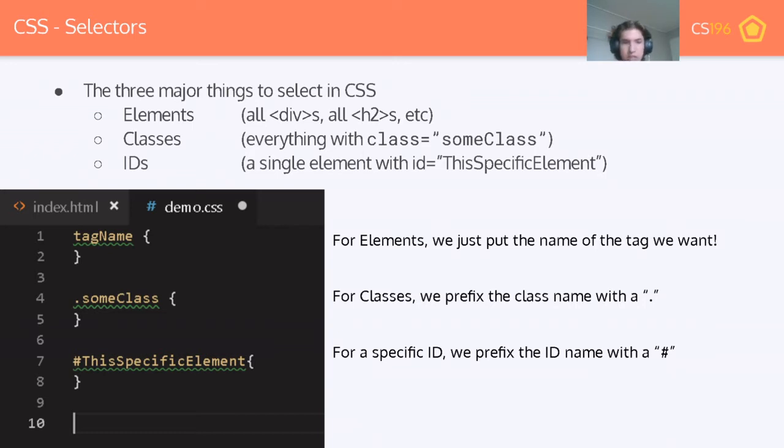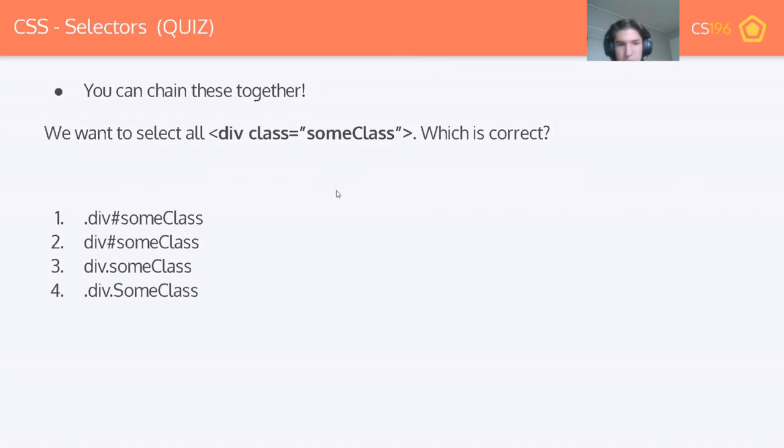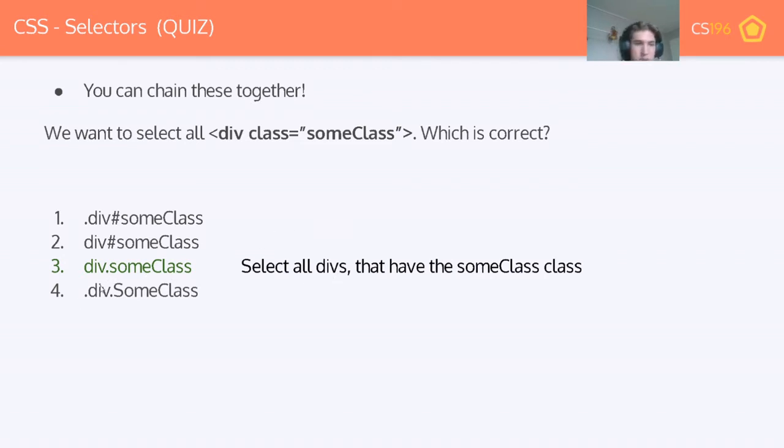All right, I see most of you got this right. Probably should have swapped back to the actual answers so that people could see those. It is in fact 3, so it's div.someClass. Again, we want to select first the divs, and then we want to select the someClass class. Some people put 4. This is incorrect because it starts with the dot, and the div is an element, not a class.